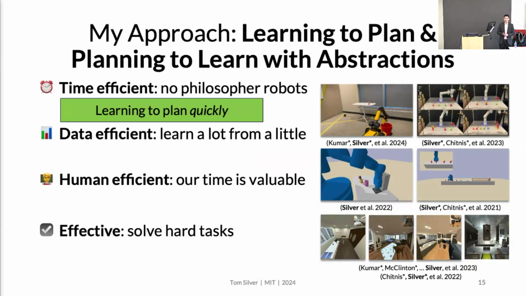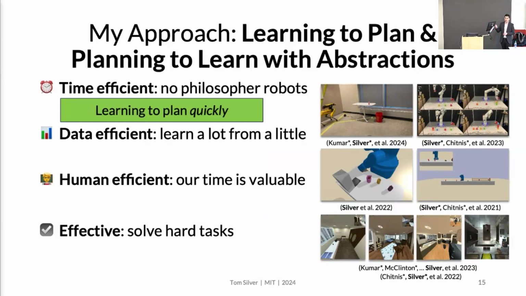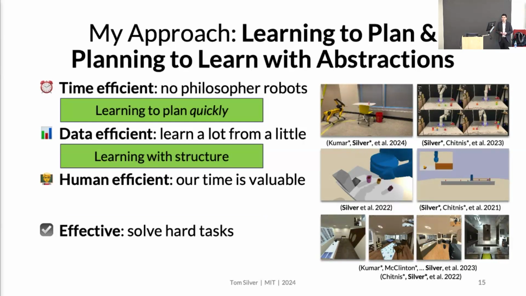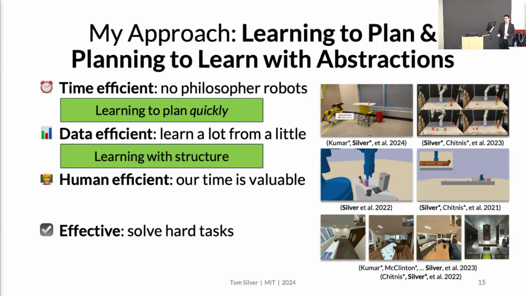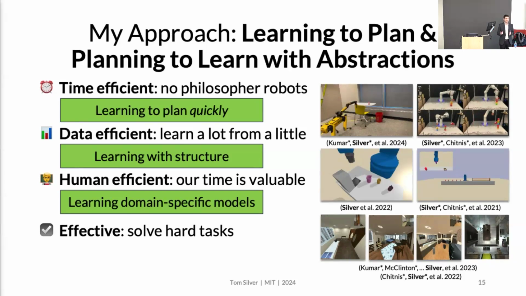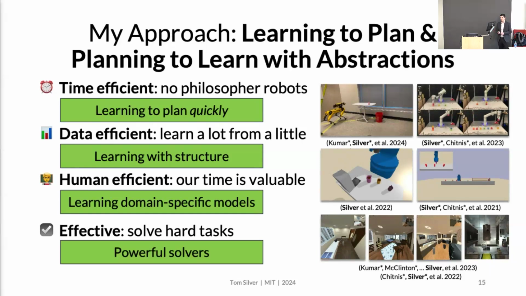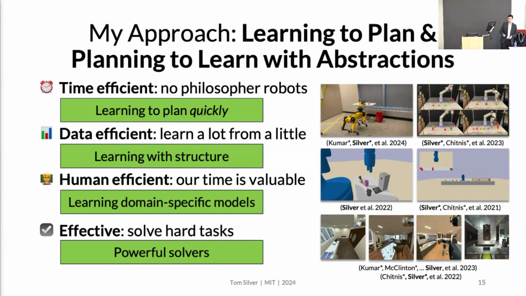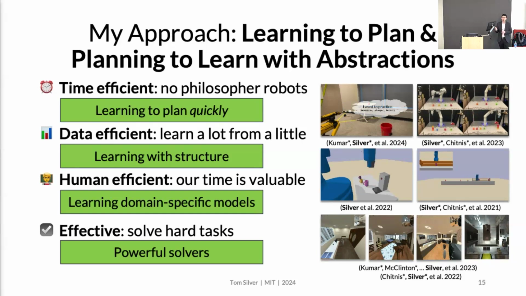So this is going to be an approach where we're going to learn to plan quickly from past planning experience. So we're going to get more and more time efficient as the robot continues to see the same kinds of problems. We're also going to be very data efficient by imposing a lot of structure into the learning that we're doing and generalizing a lot from just a little bit. We'll be human efficient because we're not going to require an expert programmer to come in and specify all these domain-specific models. We're instead going to have the robot learn these domain-specific models online automatically. And finally, we're going to be effective in solving large, hard tasks by leveraging these powerful solvers that we have from AI planning. And we're going to do that by learning these domain-specific models in a way that allows us to take advantage of these solvers.